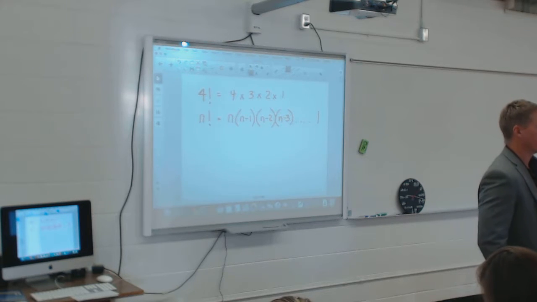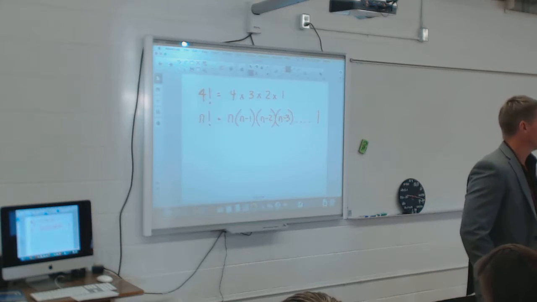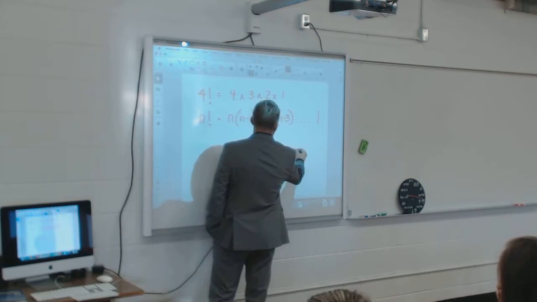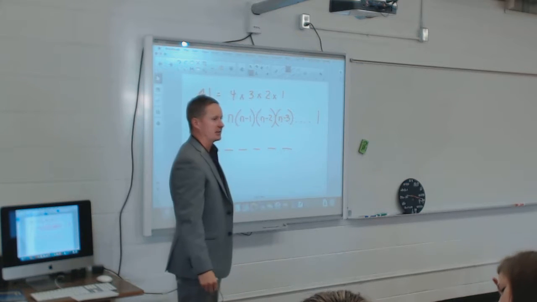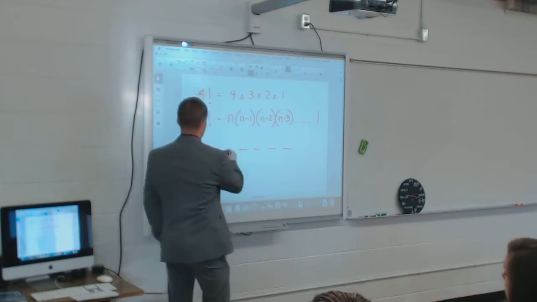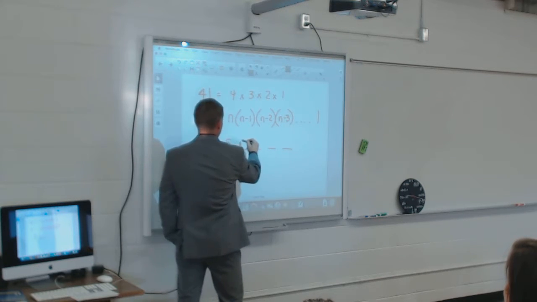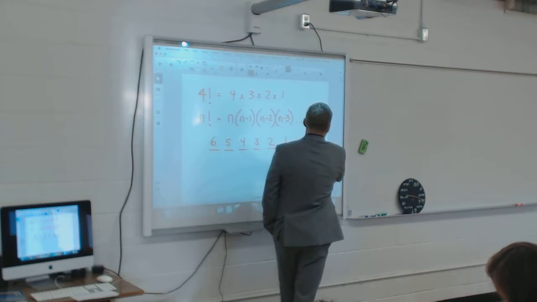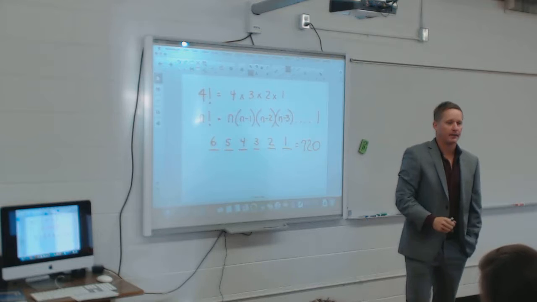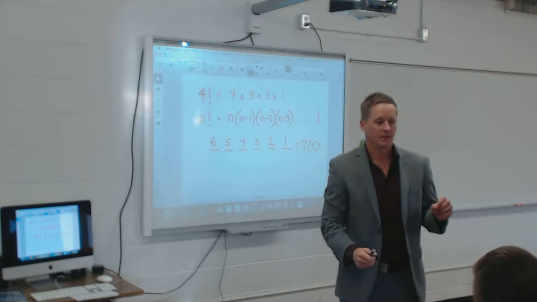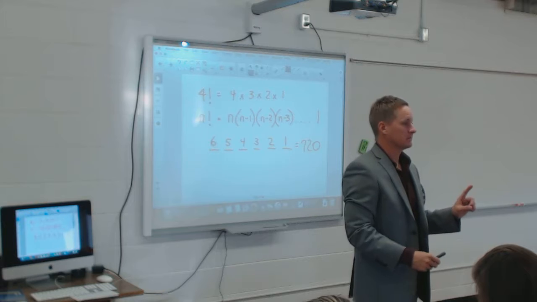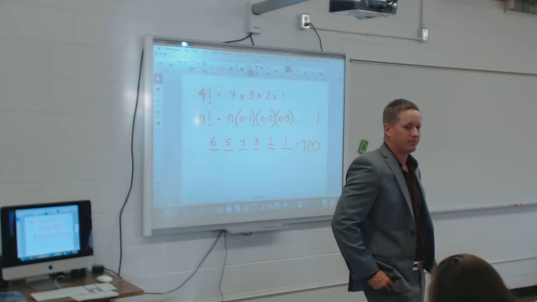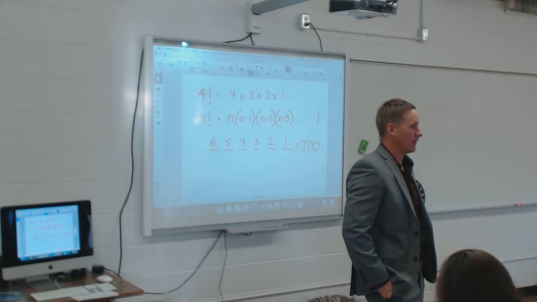How many decisions do I have to make? 6. 1, 2, 3, 4, 5, and 6. How many choices do I have for the first one? 6. The second? 5. So it's 6 factorial, which is equal to 720. So if I have no restrictions, other than I can only use the digits once, for a 6-digit code, there's 720 ways I can put that code in.